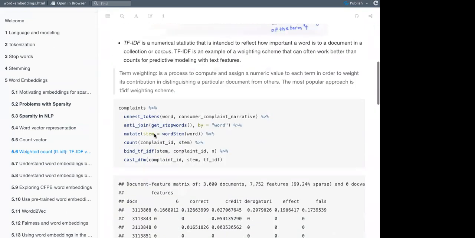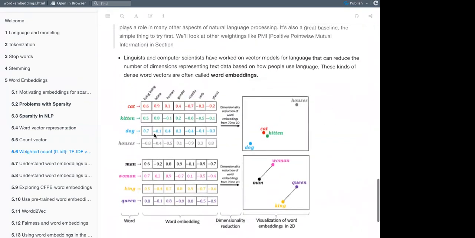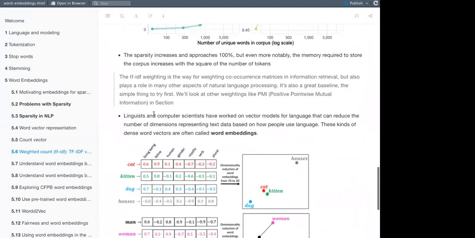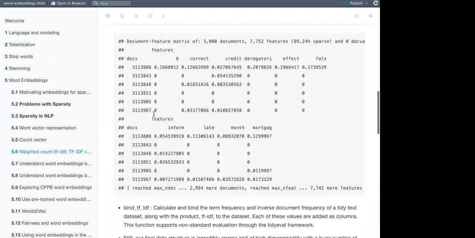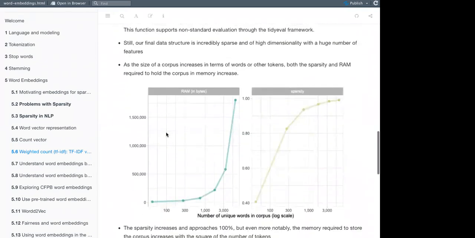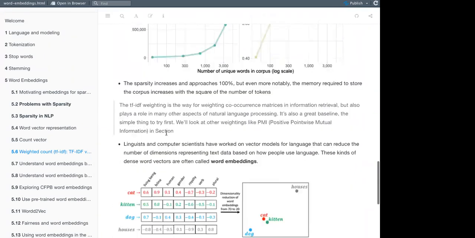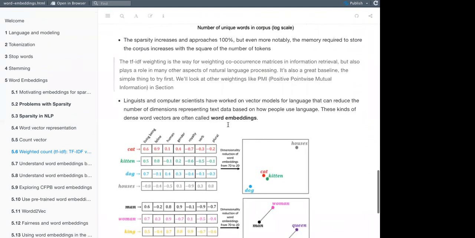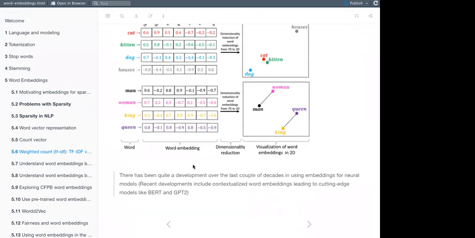I think we stopped last week at this one here, weighted count TF-IDF, where we made mention that linguists have been working to make sure that this kind of sparsity in these document matrices does not lose semantics, but what is now working is what they call word embeddings. So let's dive in and see what this word embedding is.